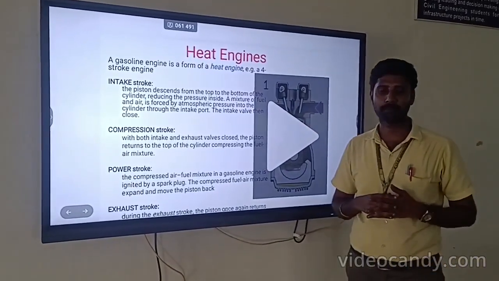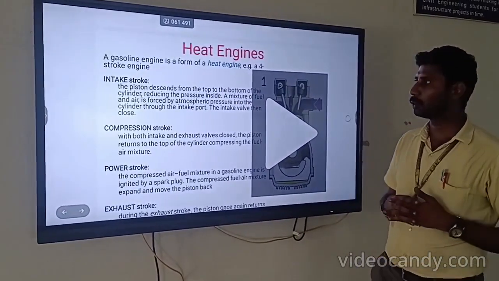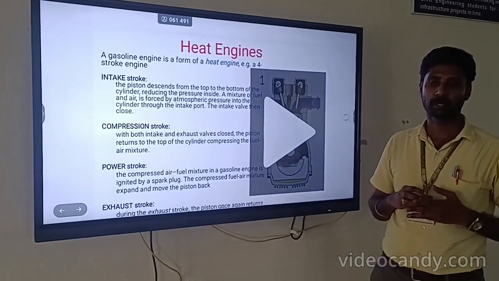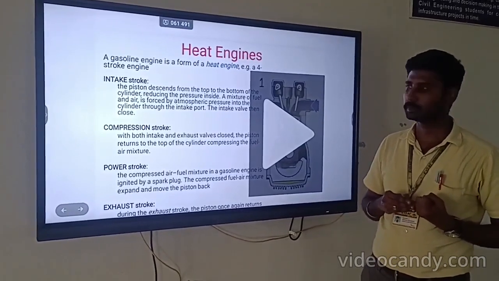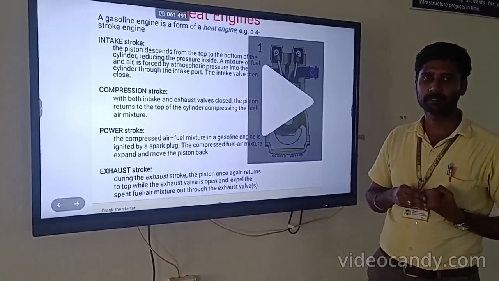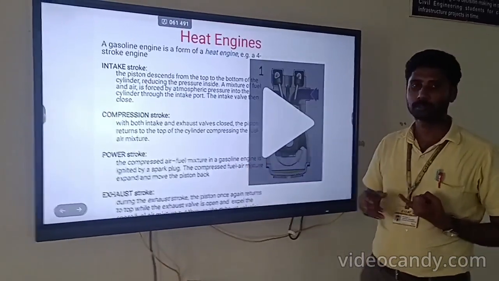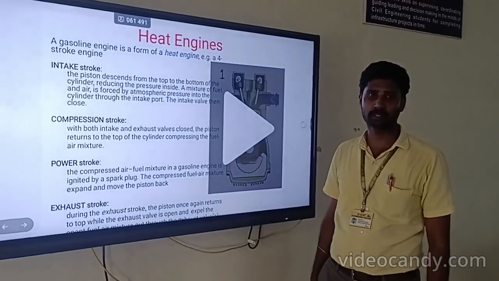The different types of engines available are the 2-stroke engine and the 4-stroke engine. Every engine has 4 strokes. What are the 4 strokes available? Number 1, inlet stroke or intake stroke. Number 2, compression stroke. Number 3, power stroke. Number 4, exhaust stroke. One by one we are going to discuss. Intake stroke, or inlet stroke.